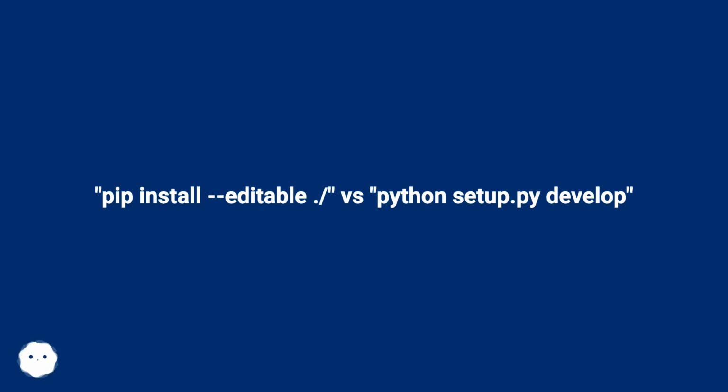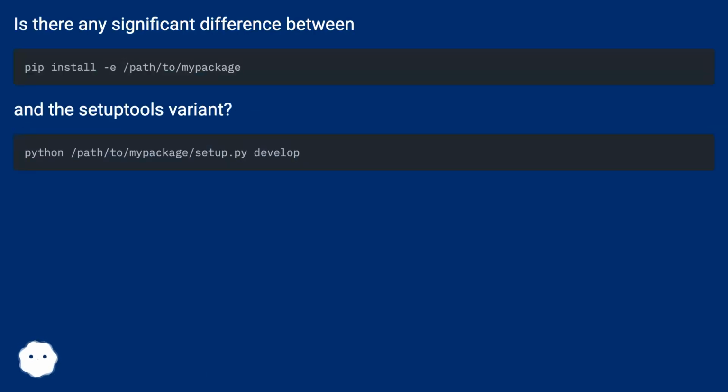Pip install editable versus Python setup.py develop. Is there any significant difference between them and the setuptools variant?